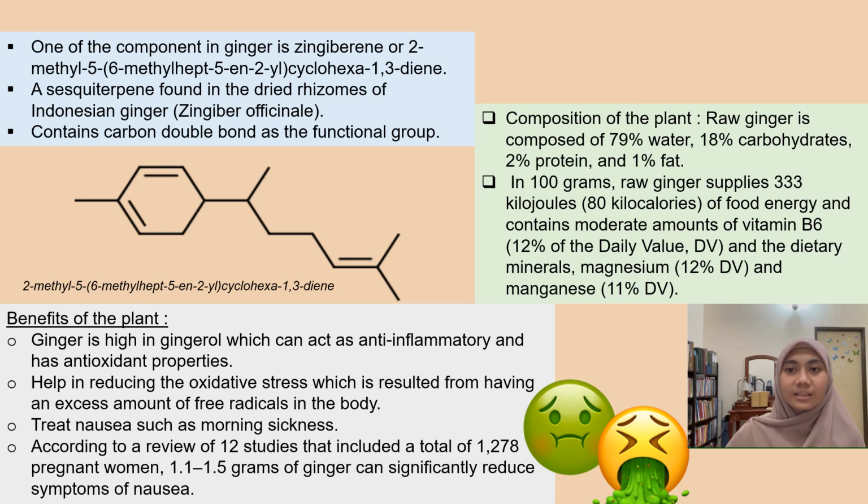Ginger is high in gingerol, which acts as an anti-inflammatory and has antioxidant properties. It will help reduce the oxidative stress that results from an excess amount of free radicals in our body. Consequently, it can treat nausea such as morning sickness. According to a review of studies that included 1,278 pregnant women, 1.1 to 1.5 grams of ginger can help reduce the symptoms of nausea.